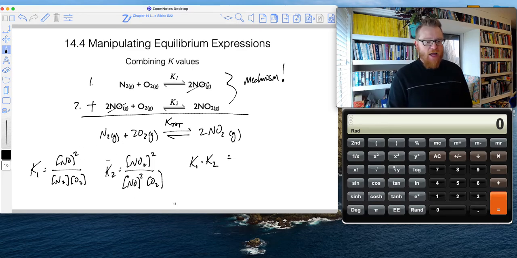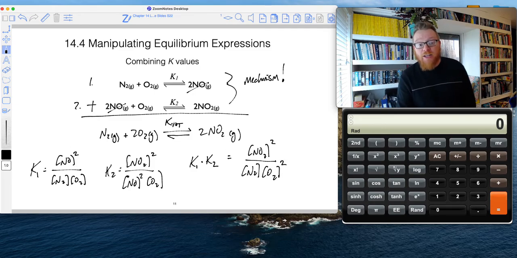And you can see when I multiply these two things together, hopefully you can see that the NO2 squared and the NO2 squared is going to cancel. And the O2 and the O2 is going to combine to make O2 squared. So when I multiply these two expressions together, I'm going to get an NO2 all squared. The NO squared and the NO squared cancels, so that goes away. I have an N2 on the bottom, still raised to the first power. And then now I have an O2 all squared.